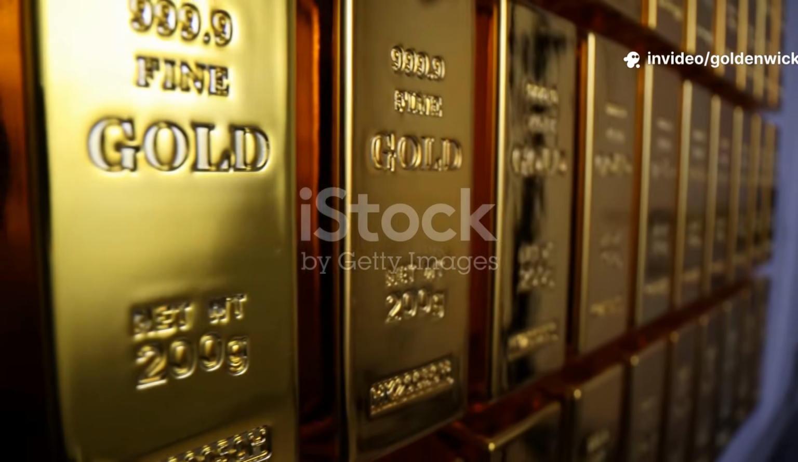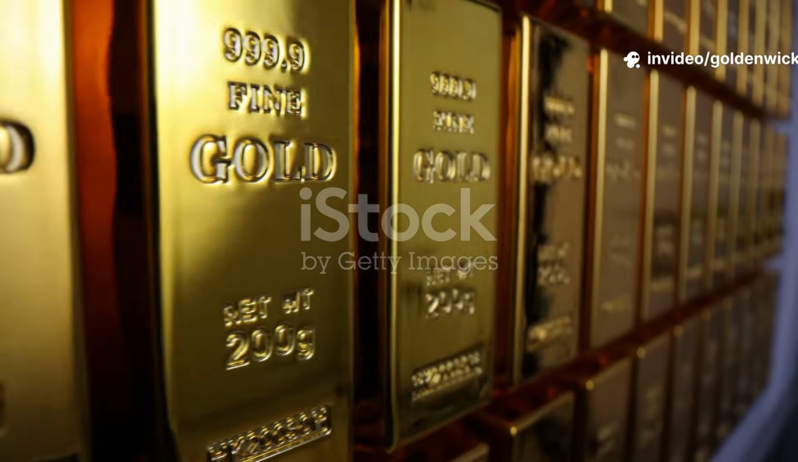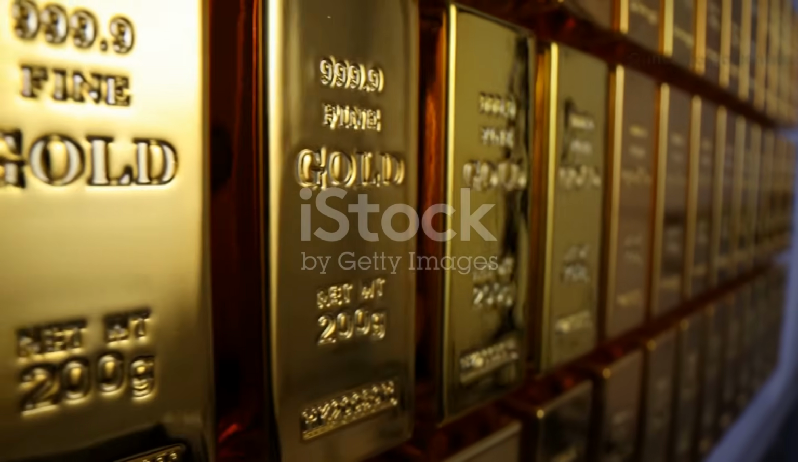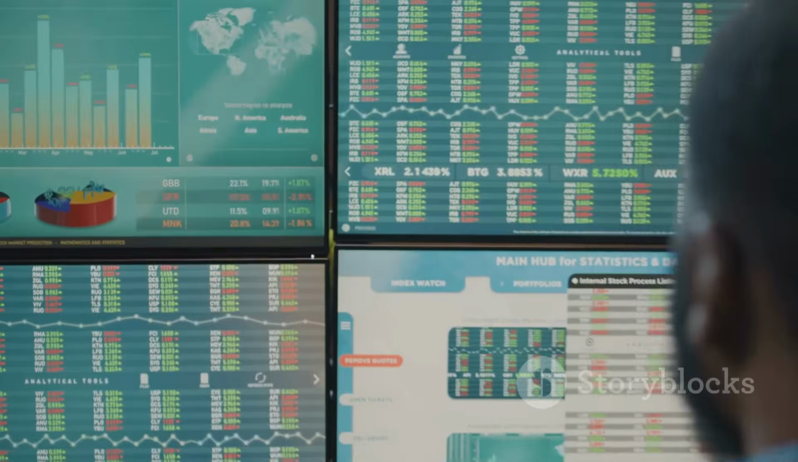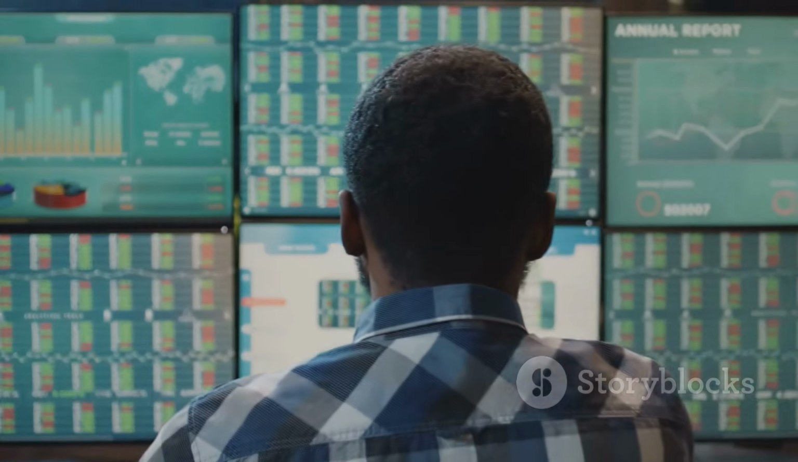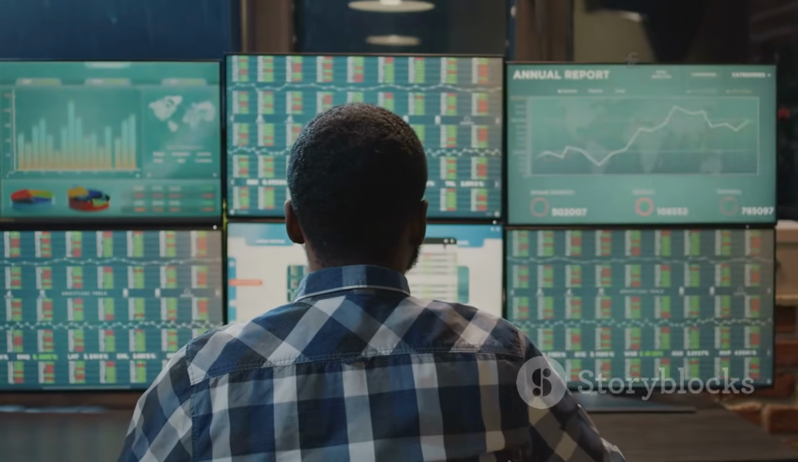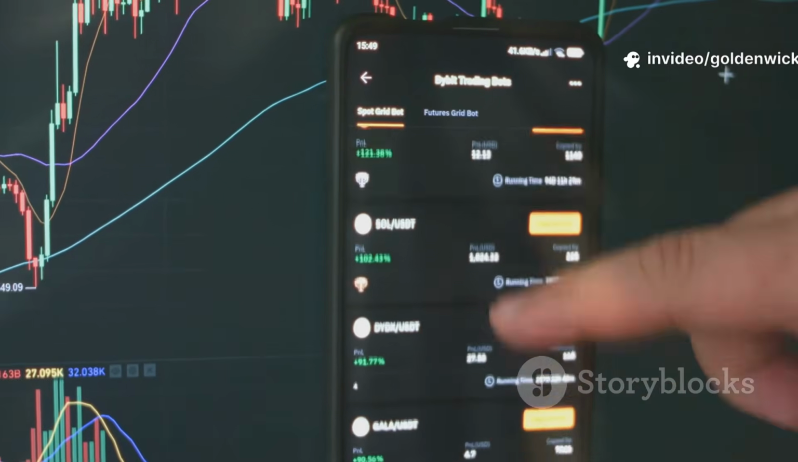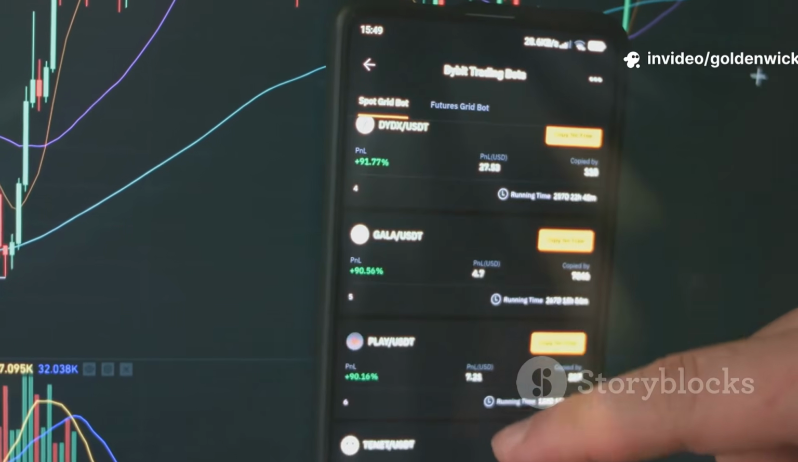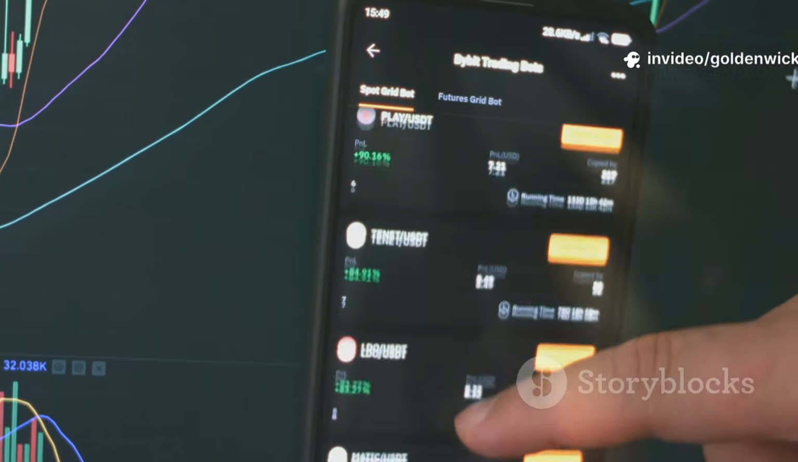Gold, or XAUUSD, has fascinated traders for centuries, not just as a precious metal but as a global safe haven. Its price isn't tied to any single company, but to worldwide economic forces and market sentiment. Technical analysis lets us read gold's price chart to spot patterns and trends, helping us anticipate future moves.